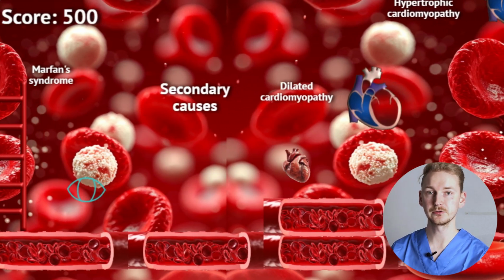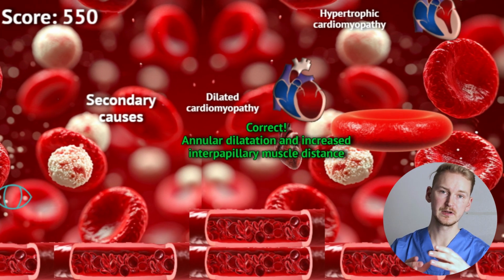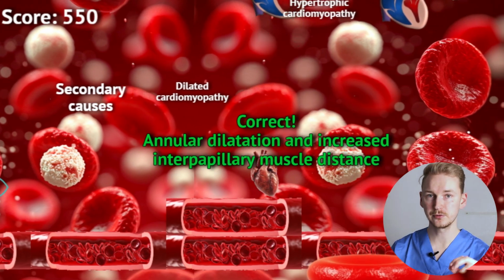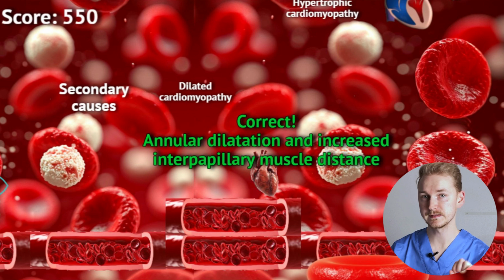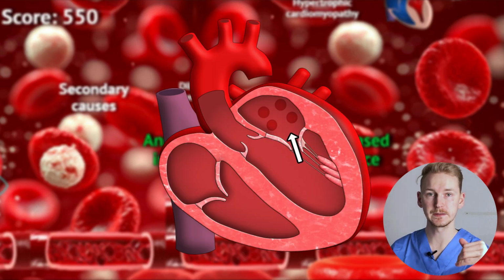Secondary causes of mitral regurgitation. In dilated cardiomyopathy, you have dilation of the annulus and increased interpapillary muscle distance. Papillary muscle displacement can prevent the valve from closing.